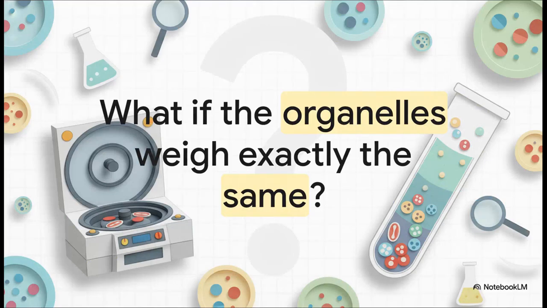Now, differential centrifugation is a fantastic, standard tool, but it brings up a really critical question, one that totally frustrated early cell biologists. What if the organelles weigh exactly the same? Because, as it turns out, mitochondria, lysosomes, and peroxisomes all sediment at almost the exact same intermediate speed. If you try to separate them by mass alone, you just end up with a mixed-up pellet.